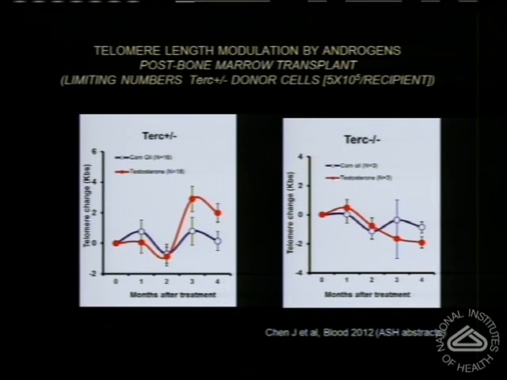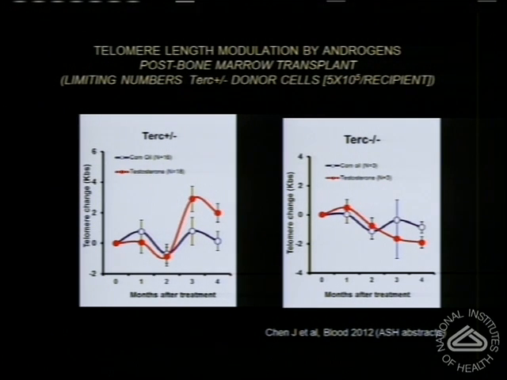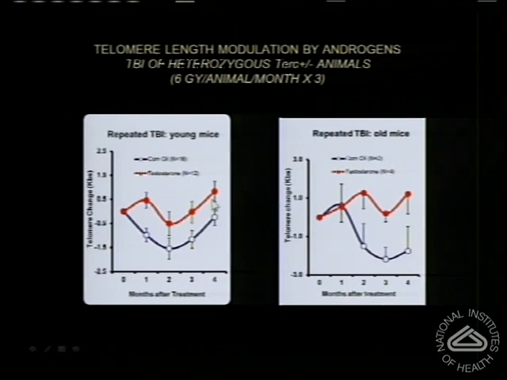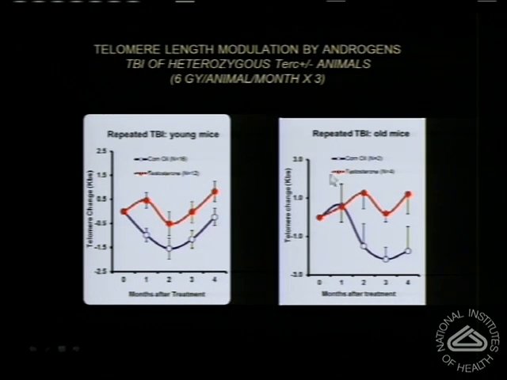So if you take mice that are deficient in telomerase and you stress them, you use their cells for bone marrow transplant, as shown here, when you give androgens, you actually can rescue the telomeres. This is an animal that has no telomerase activity, it doesn't work. This is an animal that has some telomerase activity, it works. Here are animals that are getting repeated doses of irradiation, and especially in the older animals, you're actually able to preserve the telomeres in these animals whose bone marrows are being stressed by the x-rays.